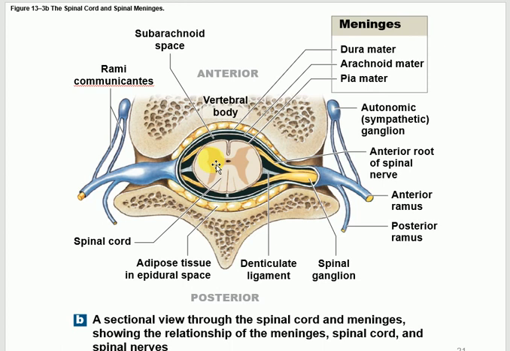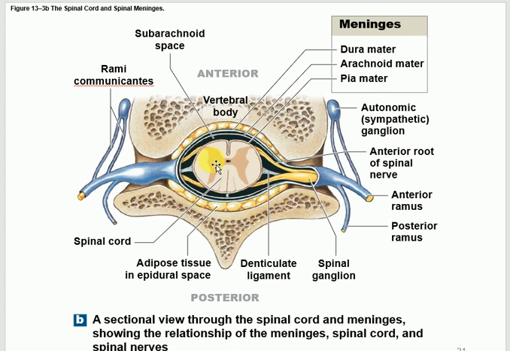Pia mater itself, besides being the innermost layer adherent to the spinal cord, has blood vessels that run along its surface. And this is significant. Each one of those is an important piece of information for a question. If you put these together, you can get a lot of questions. I'm telling you, the significance of each one of those is important.